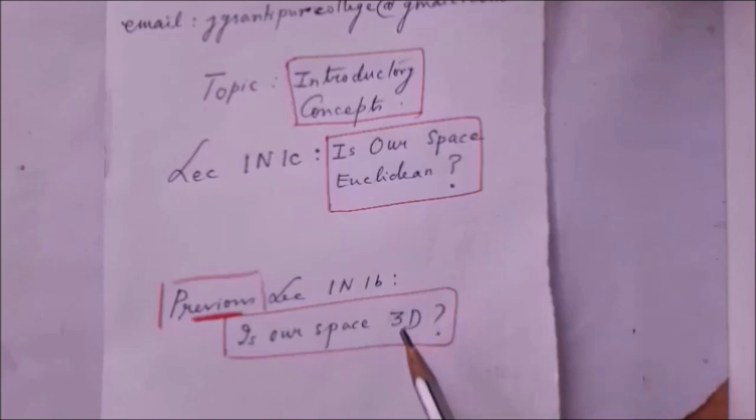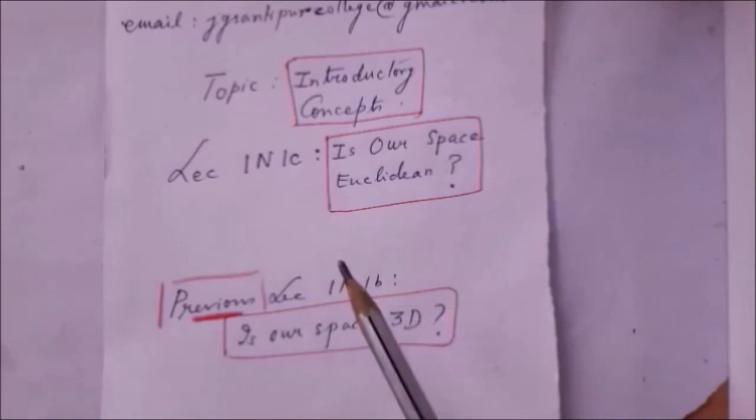In our previous lecture, entitled "Is Our Space Three-Dimensional?", we discussed the dimensionality of our space and concluded that we live in a 3D space. We also spoke of the reasons for considering hidden dimensions, extra dimensions, 10 or 11 dimensions as suggested by string theory, their need, and so on.